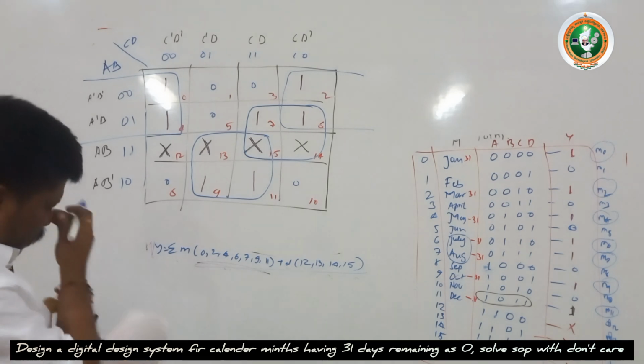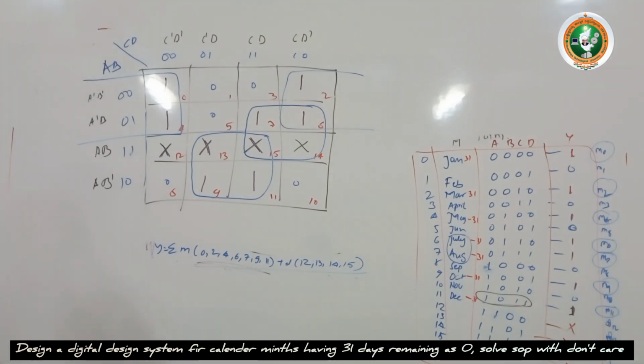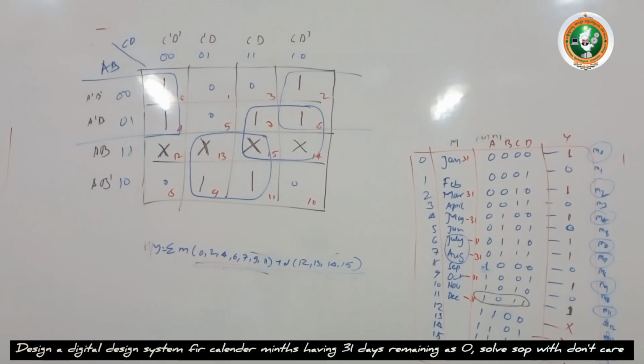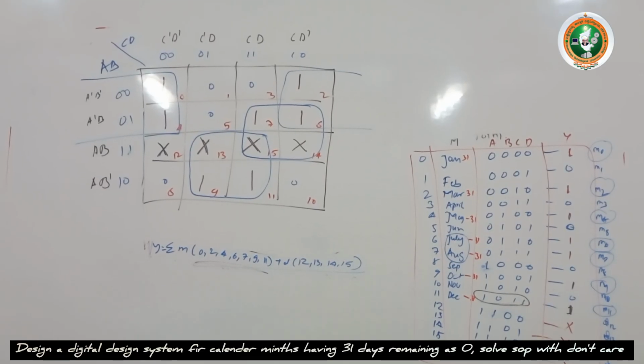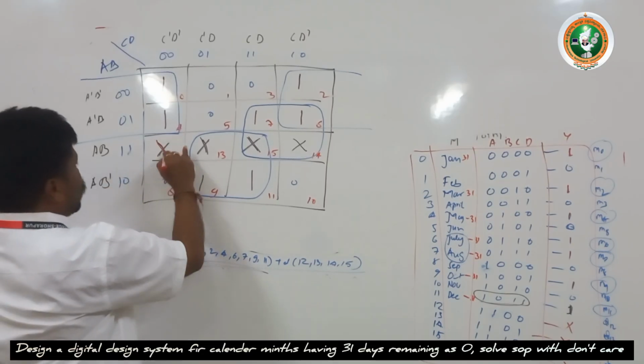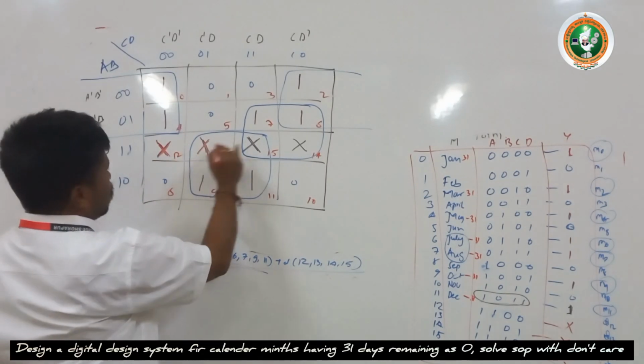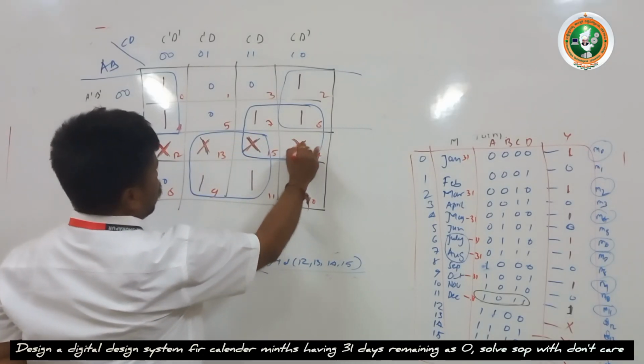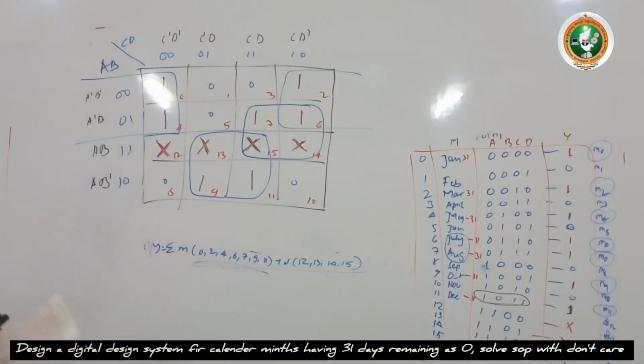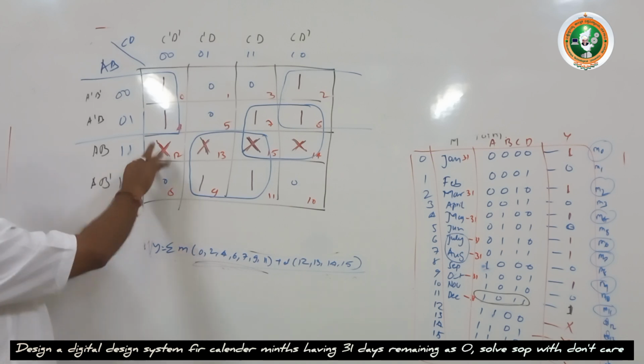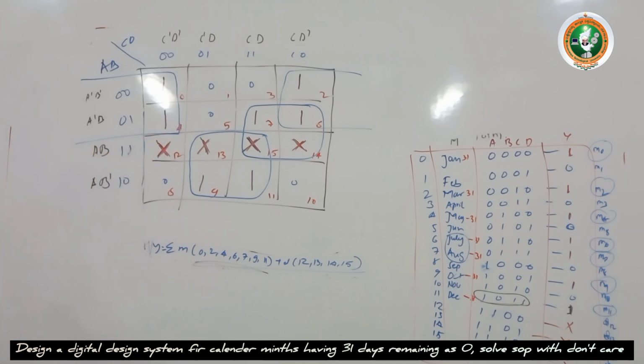Next is the simplification of the groupings. How to simplify this one? Now the don't cares are taken into consideration for the grouping purpose. This don't care is not used in my grouping. These three don't cares are used in grouping. It's not compulsory to cover all the don't cares in the grouping. If it's necessary, then only cover. Otherwise, you leave it.